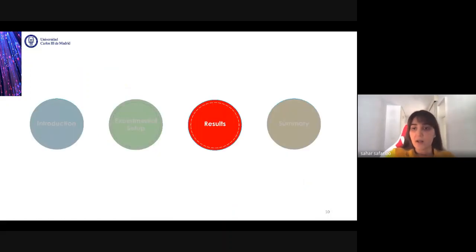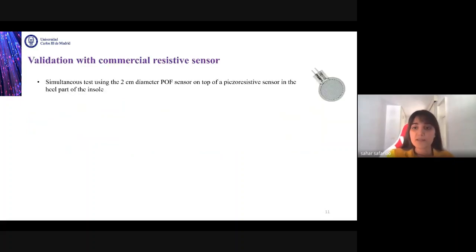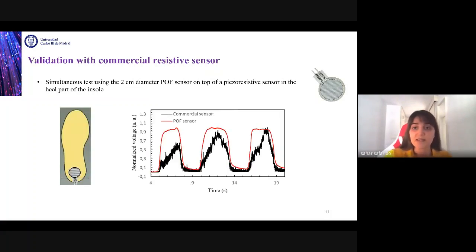In the next step, I would like to show you some part of the results. We performed simultaneous tests using the PUF sensor on top of a piezo-resistive sensor. This figure shows changes in voltage versus time when the subject stands on the sensor 3 times. The starting and finishing points of the changes are in the same positions. However, the PUF sensor exhibits higher stability and repeatability, as well as less noise in the response.